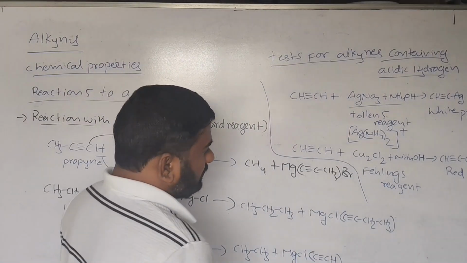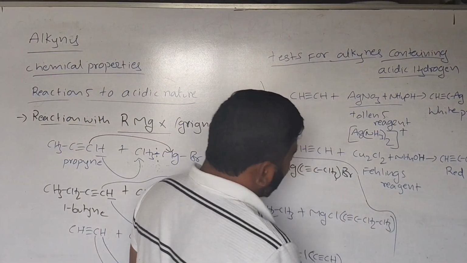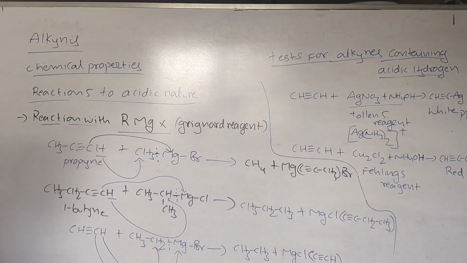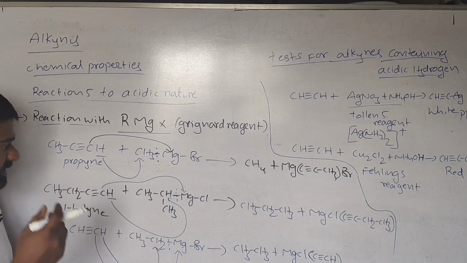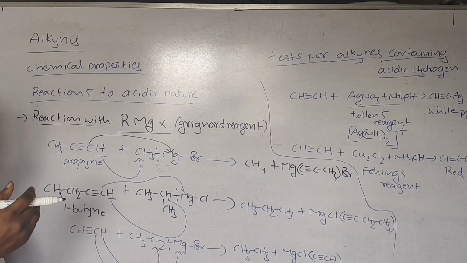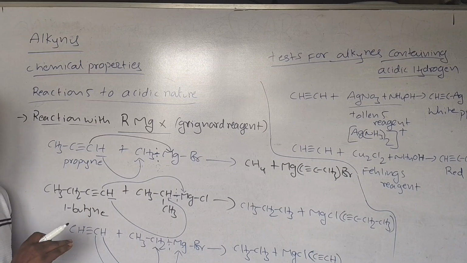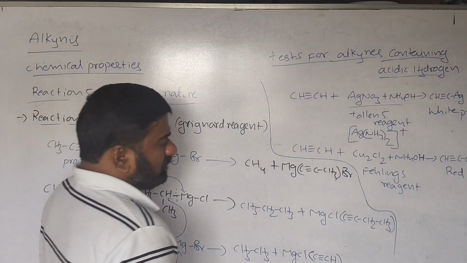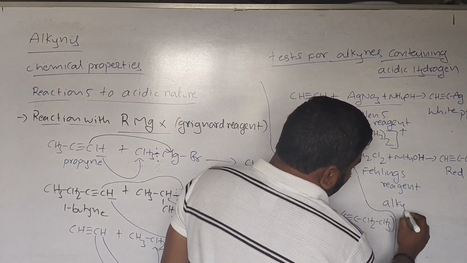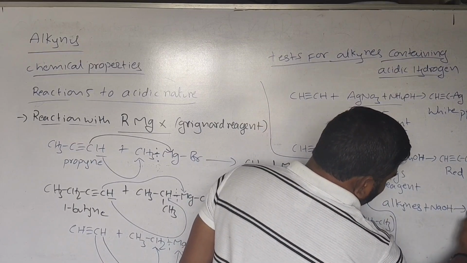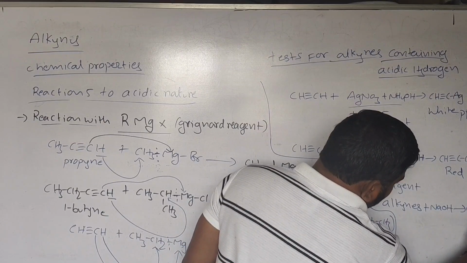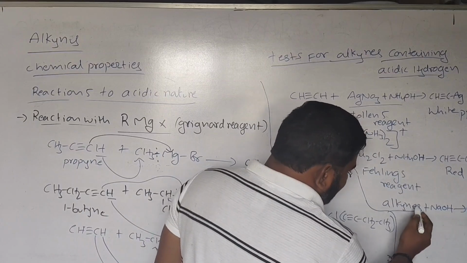Next, one more test. Here is a very important point. Alkynes containing acidic hydrogen will react with sodium metal, will react with metals, but will not react with alkalis like bases. So alkynes with NaOH, no reaction.